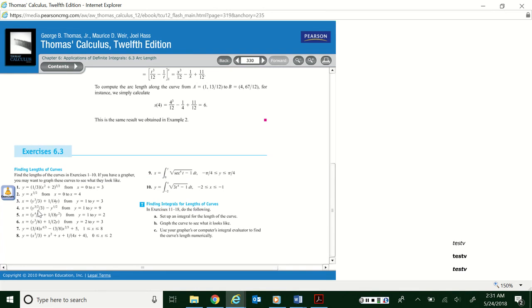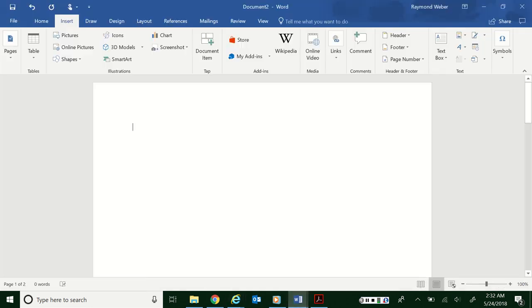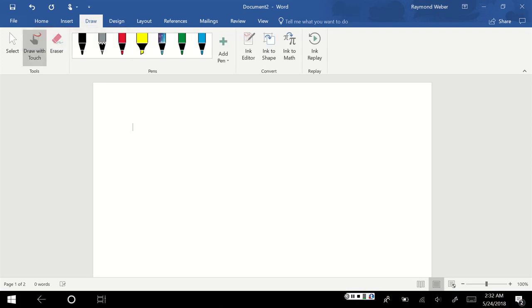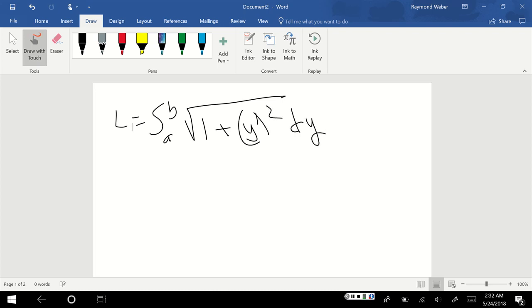So x equals y to the 3 halves divided by 3 minus y to the 1 half from 1 to 9. Okay. So the first thing you want to do on all these arc length problems, remember that's that funny formula, the whole radical and things, is remember the formula: from a to b of the square root of 1 plus y prime squared dy. Okay, so this is the formula for arc length.